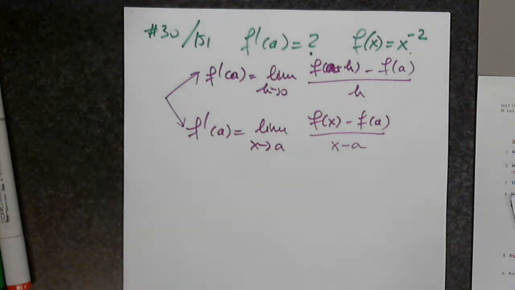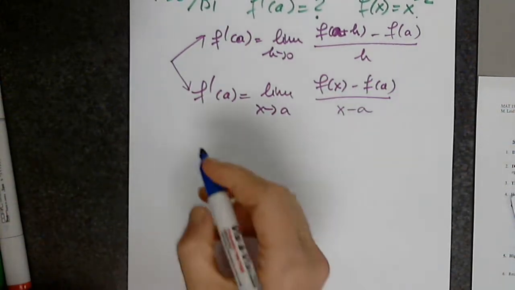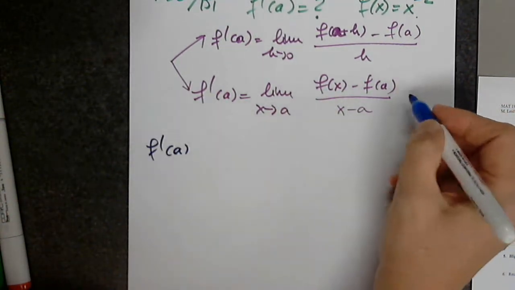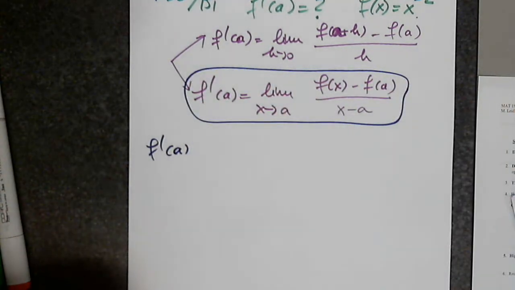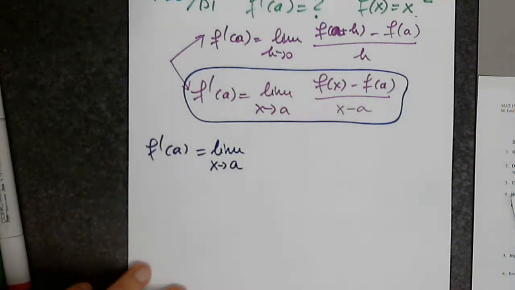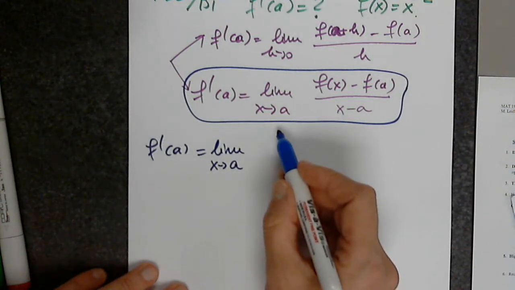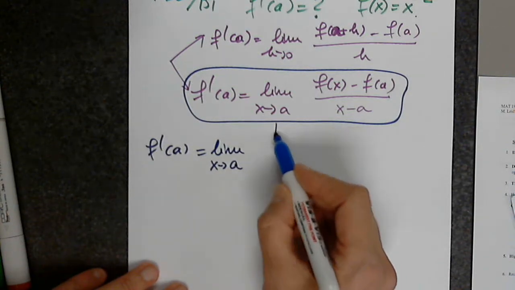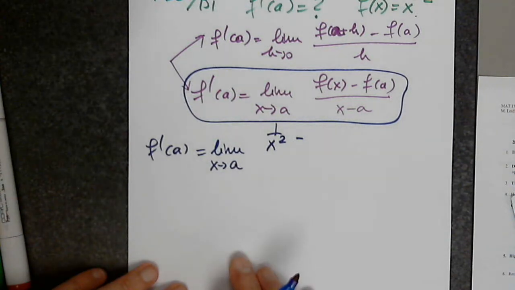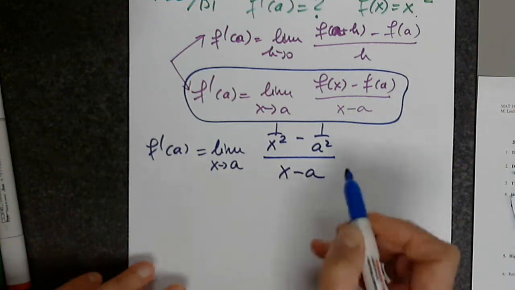Which one would you like to use? You want to use the second. That's fine, that's perfect. So we want to find f prime of a with this definition. We chose this one. Perfect. So please dictate: limit as x approaches a of f of x, which is x to -2, which is 1 over x squared. Good, minus f of a, 1 over a squared. Very good, over x minus a.